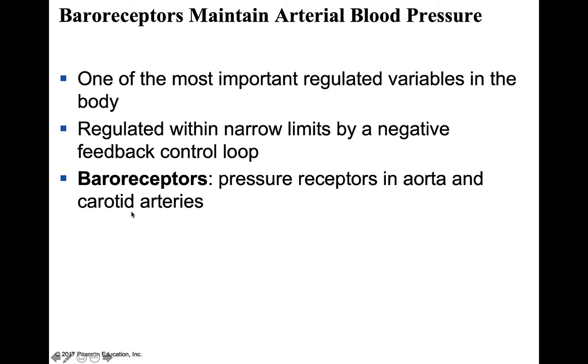So if pressure is high, the body's going to do things to decrease it. If pressure is low, the body's going to do things to bring pressure back up again. Now, there are receptors known as baroreceptors, and they're found in 2 places. Within the aorta, so that great vessel leaving the left ventricle, and the carotid arteries. And those are the arteries that are responsible for blood flow to the brain.